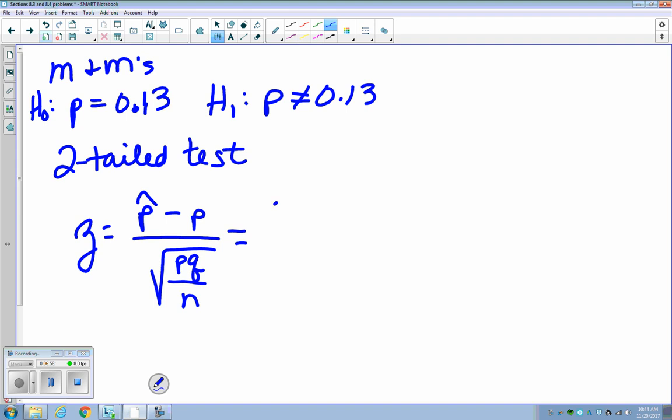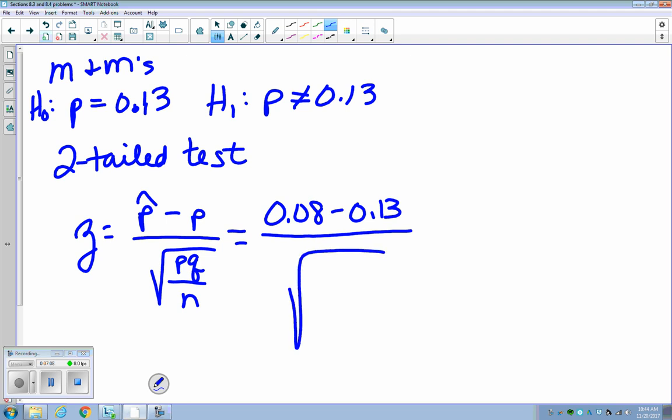So in this case, my sample was 8%, right? Minus my population proportion. I'm going to divide by the square root of P. P is 0.13. Then I'm going to multiply by Q. Q is 1 minus 0.13, so it's going to be 0.87. All that has to be divided by n. Well, what was n? 100. It told me my sample, I had 100 M&Ms. Okay?